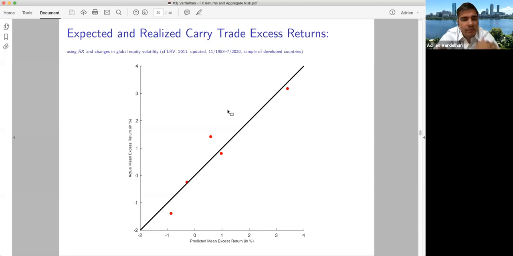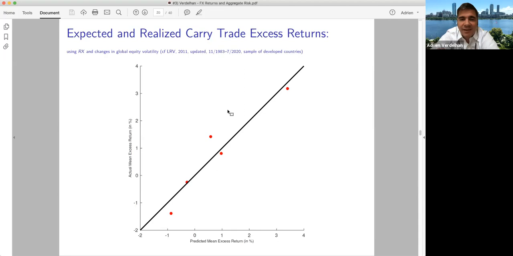This simple logic applies to the currency markets. Exchange rates are not random. It's something I'm going to repeat many times. So here I'm showing you the classic 45-degree line asset pricing graph. On the vertical axis, I have the actual mean excess return, the exact same data I just showed you. And on the horizontal axis, I have the predicted mean excess return, which is again the product of a quantity of risk, a beta, times a price of risk that you can estimate.